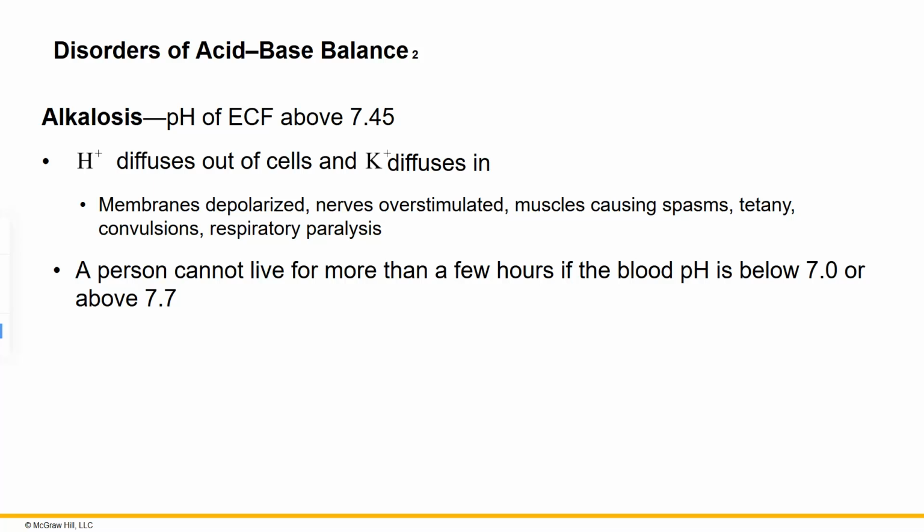Alkalosis, when we have a pH of extracellular fluid above 7.45, hydrogen diffuses out of cells and potassium diffuses in. Membranes depolarize, nerves are overstimulated, causing muscle spasms, tetany, convulsions, and respiratory paralysis. A person cannot live for more than a few hours if the blood pH is below 7 or above 7.7.